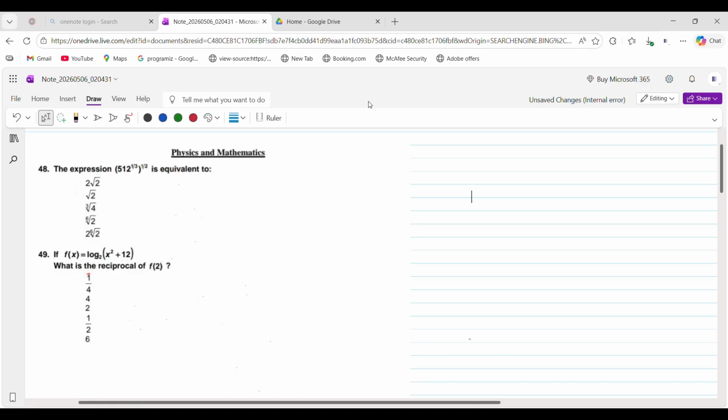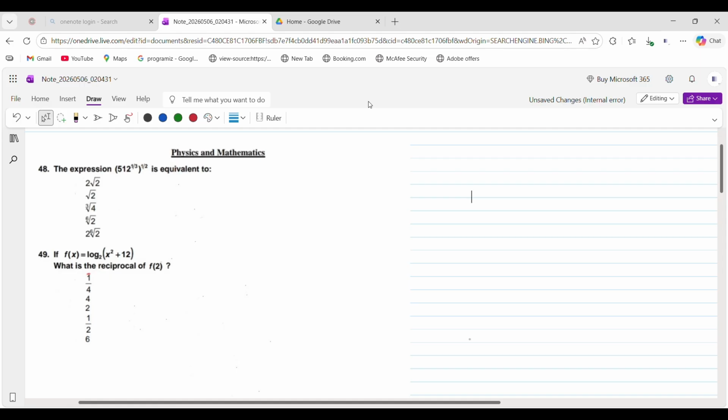Now we are going to solve maths questions from IMAT past paper 2024. So our very first question is 48th question, which states the expression 512 raised to the power 1 by 3 raised to the power 1 by 2 is equivalent to.